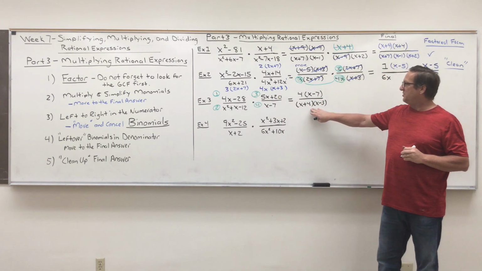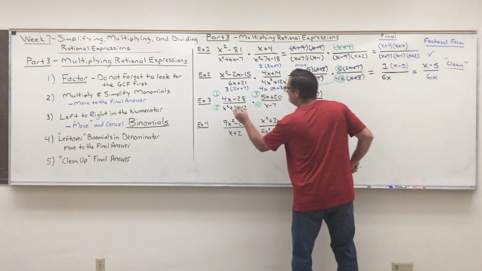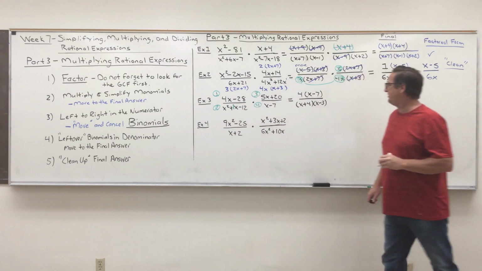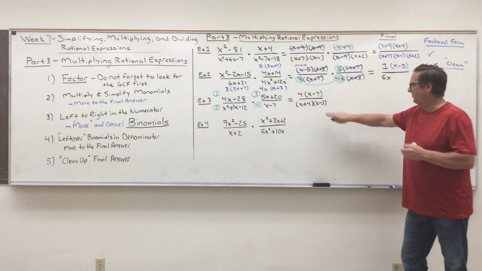Two numbers that when I multiply, I get negative 12. And I add them, I get 1. So remember, skinny friend could be there. It is x plus 4 and x minus 3.